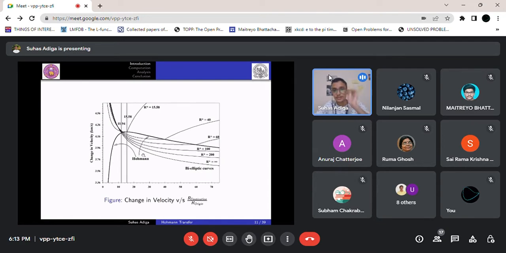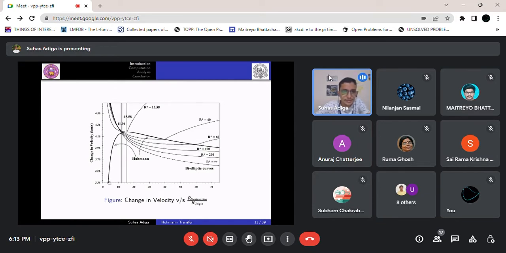Now this is the curve we plotted. You can see that on the y-axis we have change in velocity in kilometers per second, and on the x-axis we have distance, that is r in astronomical units. So you can clearly see that this is the curve for Hohmann. Then you can see that somewhere between 0 and 11.94, this is that point 11.94. Let's say somewhere this is around 2.